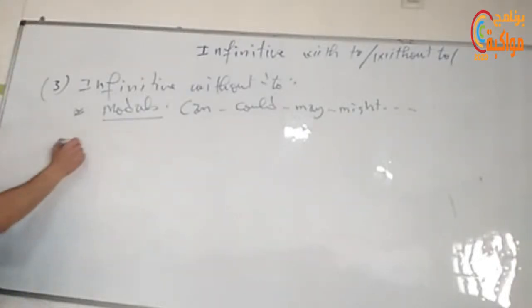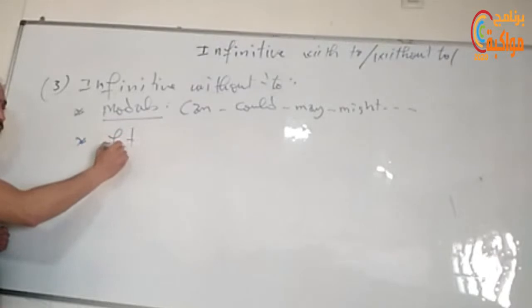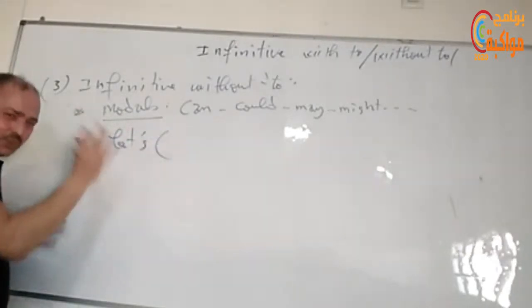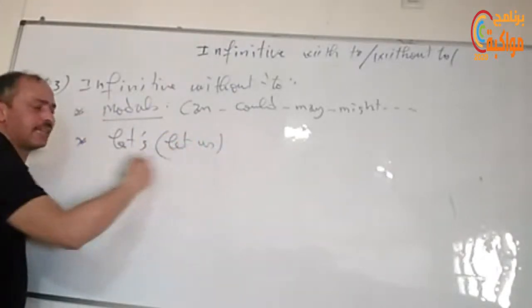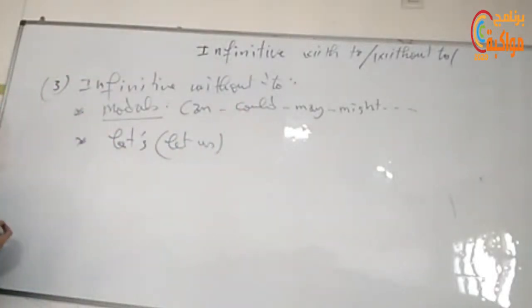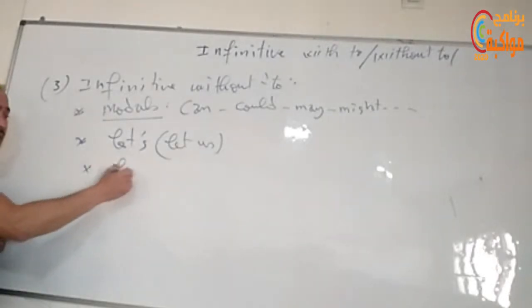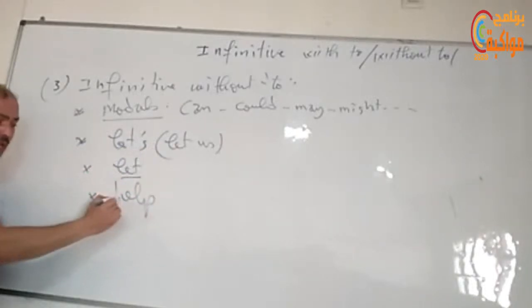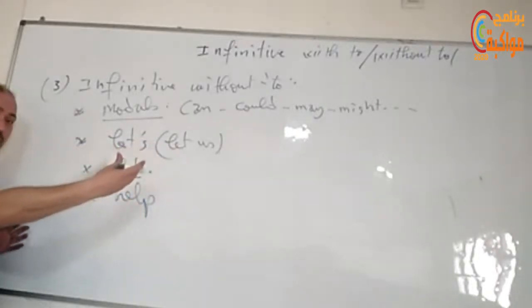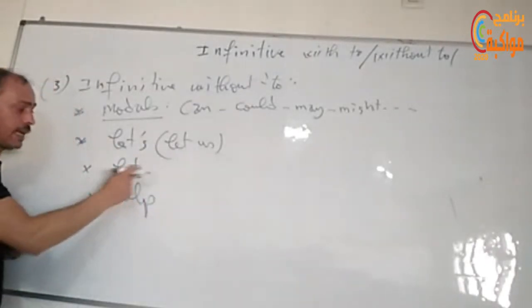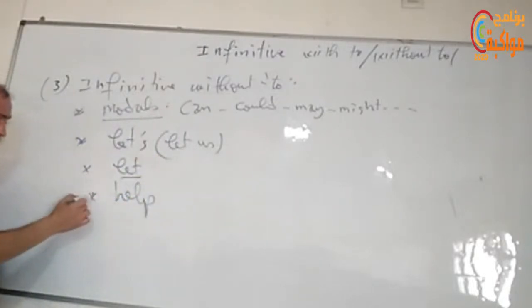So after some verbs, for example, let's, which is the contracted form of let us. Let's go. For example, let's go to the cinema. Let's have a rest. Let's look for a job. Why not? And we can say let me. For example, let me help you. Help me do my homework. Help me do. Let me do, etc.